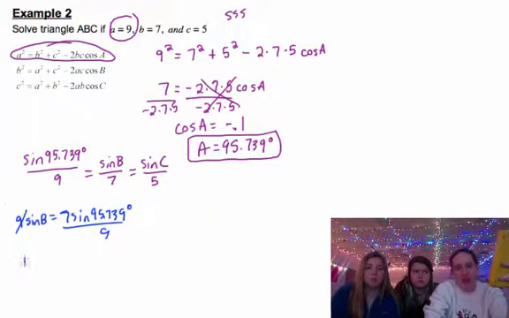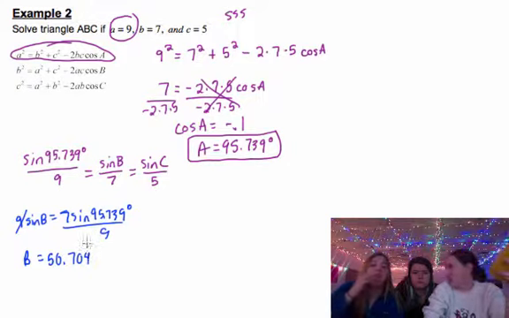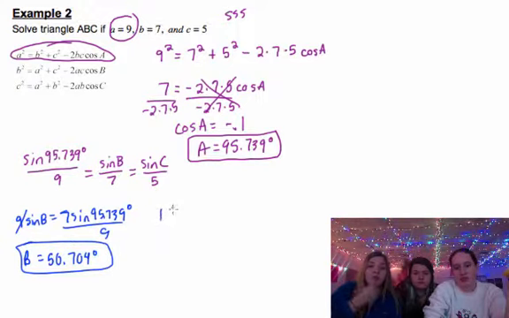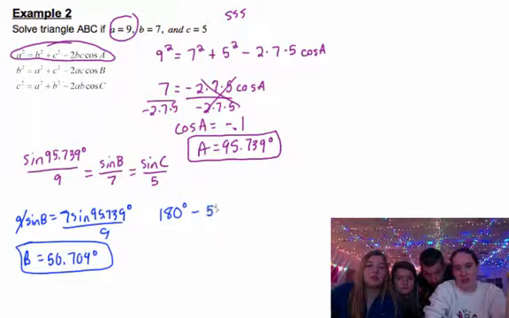That gives me that B, because I just did that all at once in my calculator, no rounding error, because we don't want that to happen. Okay, 50.704. So once we know two angles, we just subtract those two angles from 180, and that should give us C.